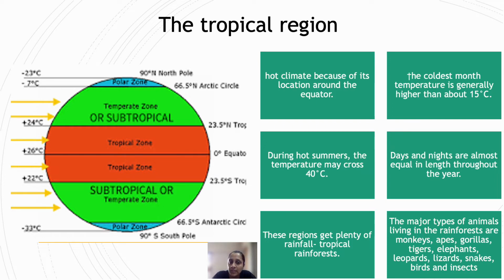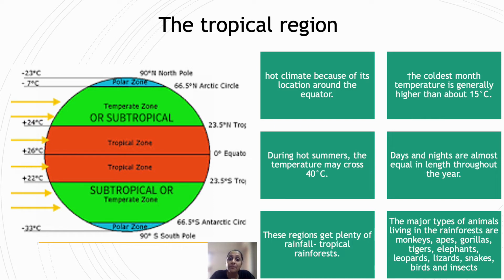Now in the tropical zone, the climate is very hot. Even the coldest month is as high as 15 degrees Celsius. So minus, you forget about it. It's going to be 15 degrees Celsius in winter. In summer, the temperature crosses around 40 degrees Celsius. So it is going to be 45, it's going to be 49, it's going to be 50 degrees Celsius in summers. Days and nights are almost equal in length. So if the day is of 12 hours, the night also is going to be of 12 hours. So it's going to be 50-50 of extremely hot conditions and a little bit pleasant condition.